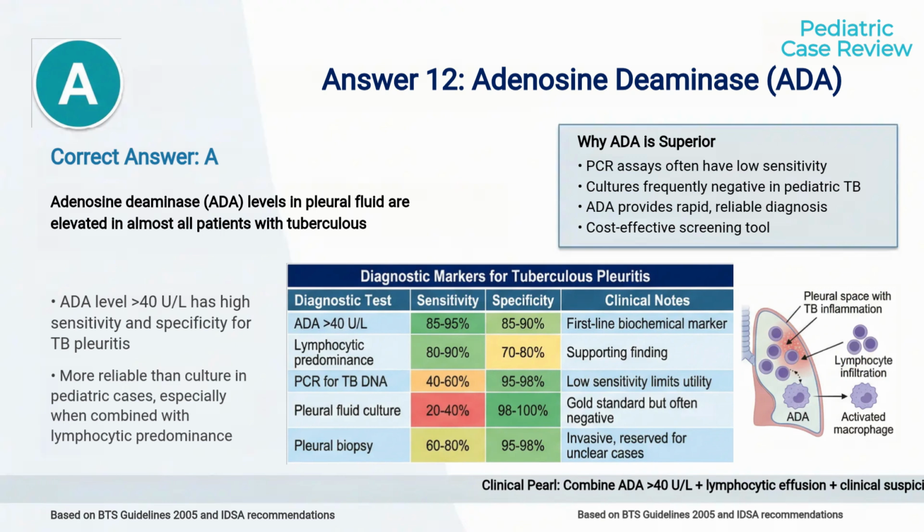Adenosine deaminase is also more reliable than pleural fluid culture, which is positive in only 20 to 40% of tuberculosis pleuritis cases. The optimal diagnostic approach combines adenosine deaminase above 40 units per liter, lymphocytic predominance in the fluid, and appropriate clinical suspicion based on exposure history and endemic area residence.